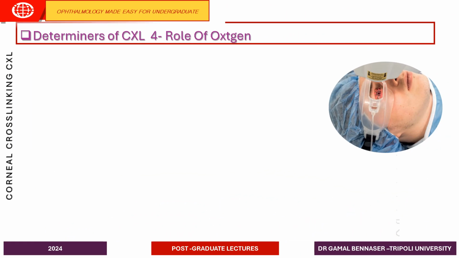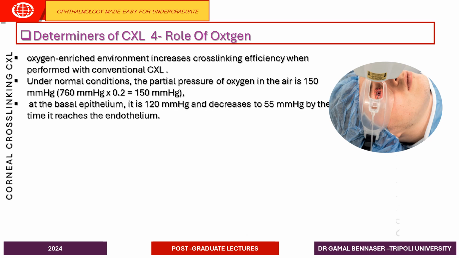Now we come to another important determinant for a successful cross-linking technique, which is the availability of oxygen. The availability of oxygen within the stroma is determined by the permeability of the epithelium and Bowman's layer. As you know, there are tight junctions between the epithelial cells, and this will determine the oxygen concentration inside the stroma. The partial pressure of oxygen in normal air is around 150 mmHg, and this decreases at the level of the epithelium to 120 mmHg, and is further reduced at the level of the endothelium to 55 mmHg.